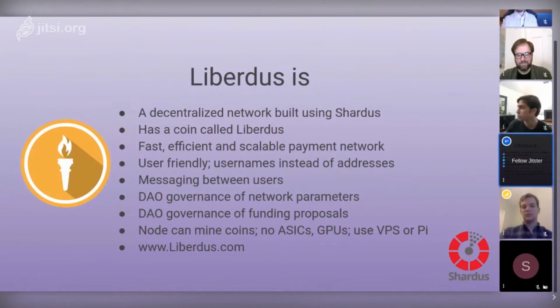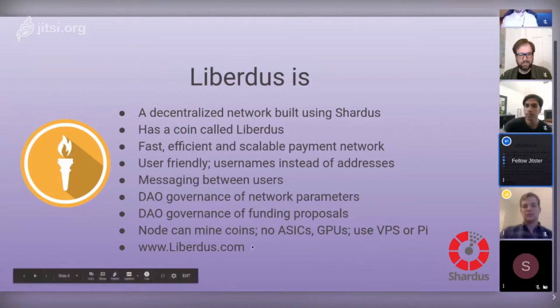And the nodes that make up this Liberdus network will actually be able to run those just using general purpose hardware. You won't need specialized ASICs or CPUs to do that. You should be able to run that software on a virtual private server or a Raspberry Pi. And you can go to liberdus.com to learn a lot more about it, and we'll also be demoing that for you here in a little bit.